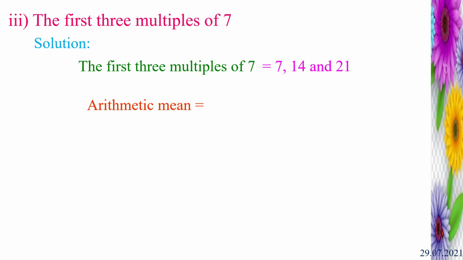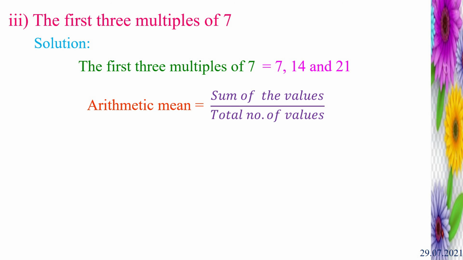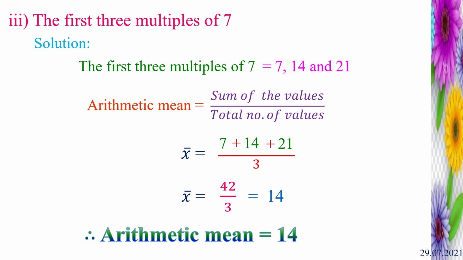Let us find the arithmetic mean, which is equal to the sum of the values divided by the total number of values. X bar is 7 plus 14 plus 21 divided by 3. The number of values is 3. Adding, we get x bar is equal to 42 by 3. On dividing 42 by 3, we get 14. Therefore, the arithmetic mean is equal to 14.